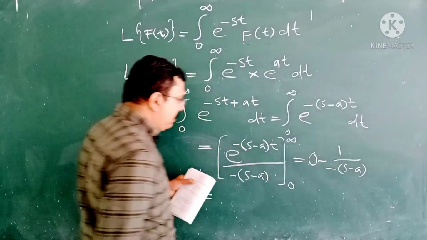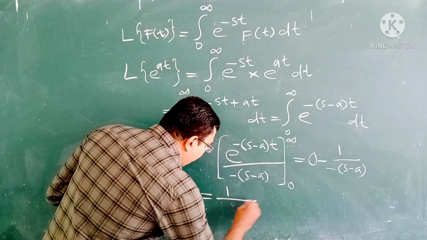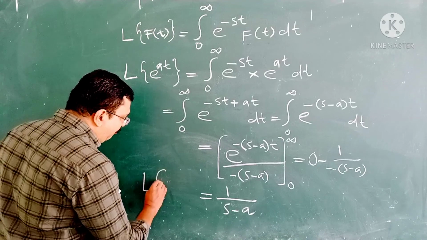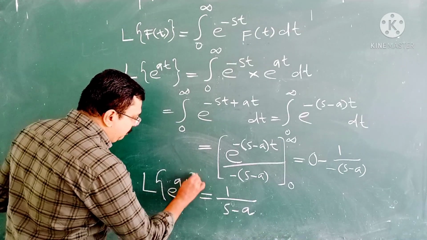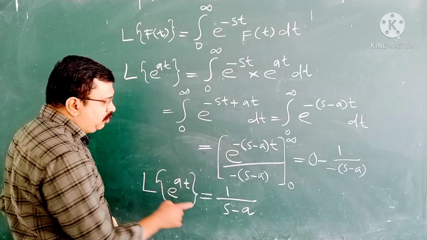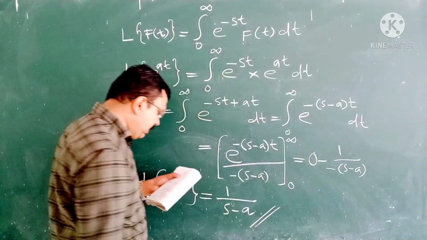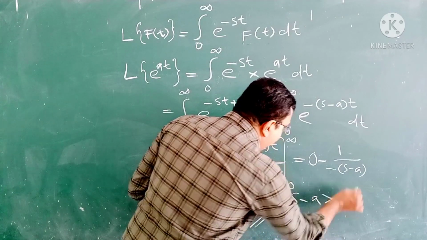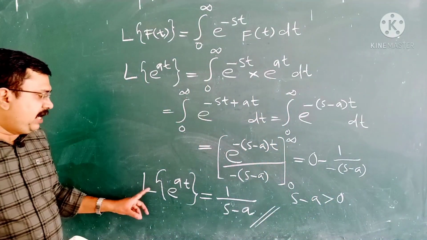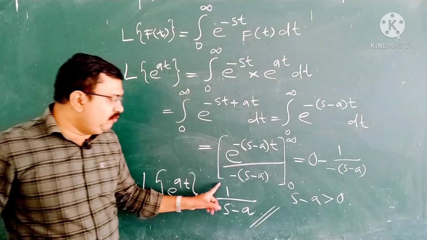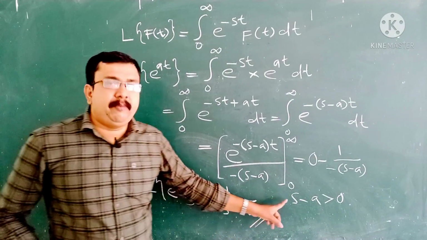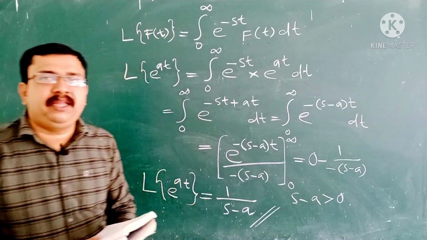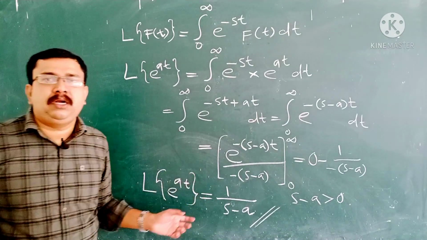Minus into minus, plus. Therefore, the final answer is 1 by s minus a. Remember that L of e raised to at is equal to 1 by s minus a. Remember that s minus a is always greater than 0. L of e raised to at is equal to 1 by s minus a, where s minus a is greater than 0. Please write this down in your notebook.